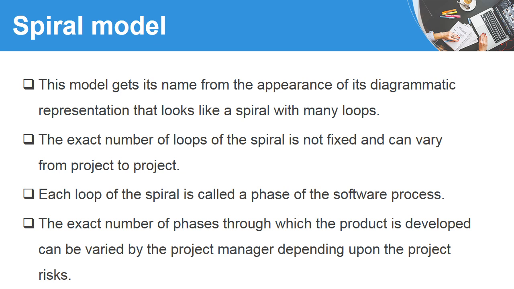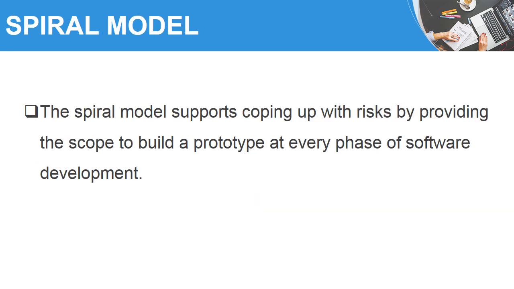The exact number of phases through which the product is developed can be varied by the project manager depending upon the project risks. The spiral model supports coping with risks by providing the scope to build a prototype at every phase of software development.